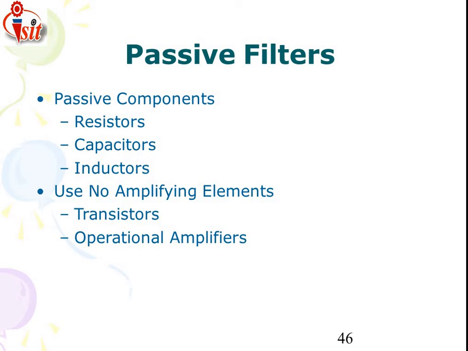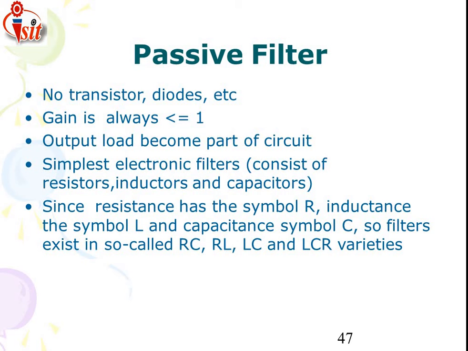The passive components, that is the resistor, capacitor and inductors, use non-amplifying elements, not the transistor or operational amplifiers. These are the passive devices. In passive filters, no transistors, no diodes, etc. are involved. Along with that, the gain should be greater than or equal to 1, and the output load becomes a part of the circuit. The simplest electronic filter consists of the resistor, inductor and the capacitor. Since the resistor has the symbol R, inductance the symbol L and capacitance the symbol C, the filters exist in so-called RC, RL, LC and LCR varieties.